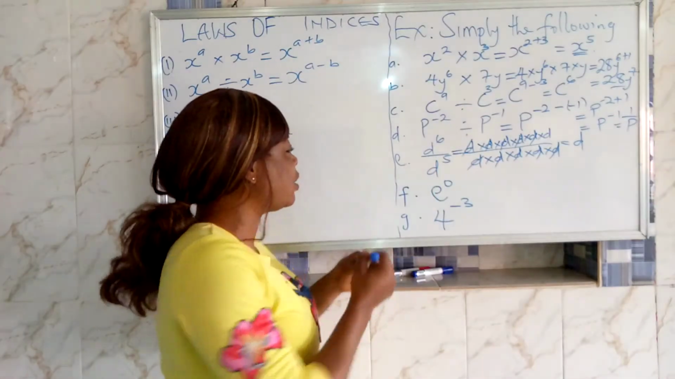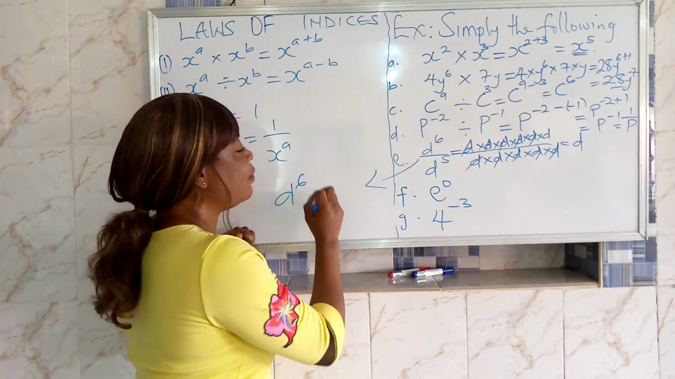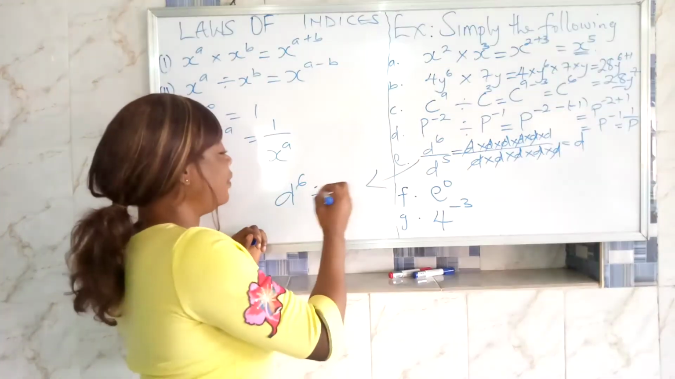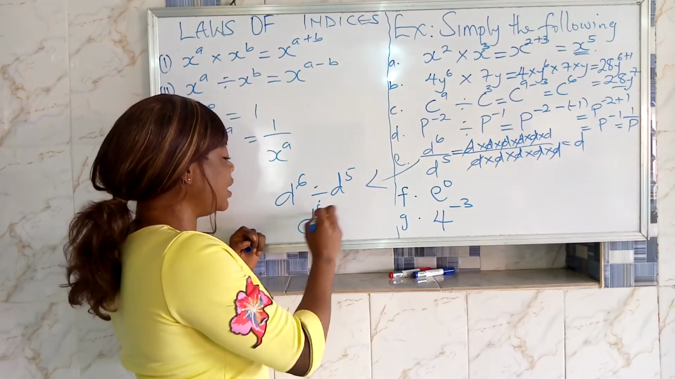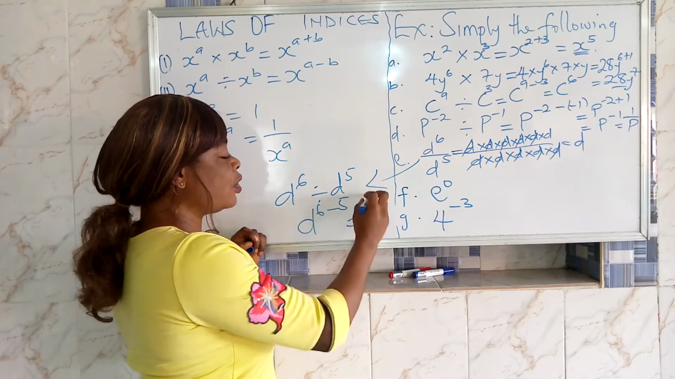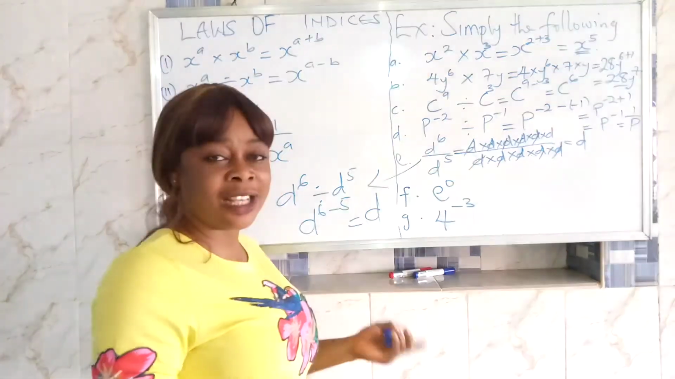I can rewrite this question as d raised to the power 6 divided by d raised to the power 5. You know this over means division. So with the same rule, I'll just say d raised to the power 6 minus 5. This is equal to what? D raised to the power 1, which is d. If you use this method or you use the other, your answer is correct.